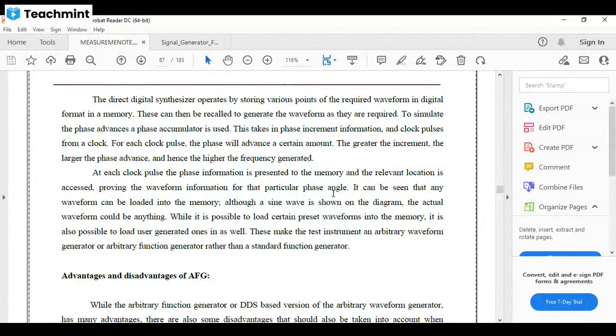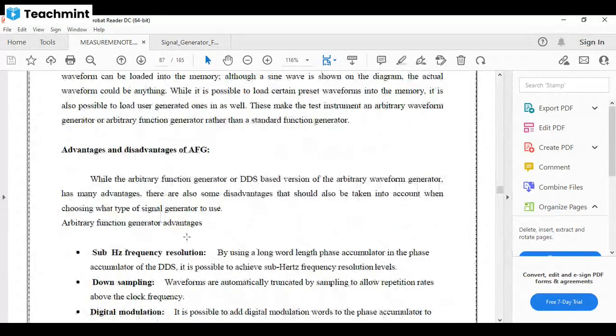It can be seen that any waveform can be loaded into the memory. Although a sine wave is shown in the diagram, the actual waveform could be any. While it is possible to load a preset waveform into the memory, it is also possible to load a user-generated one, and this makes the test instrument an arbitrary waveform generator or arbitrary function generator rather than a standard function generator.